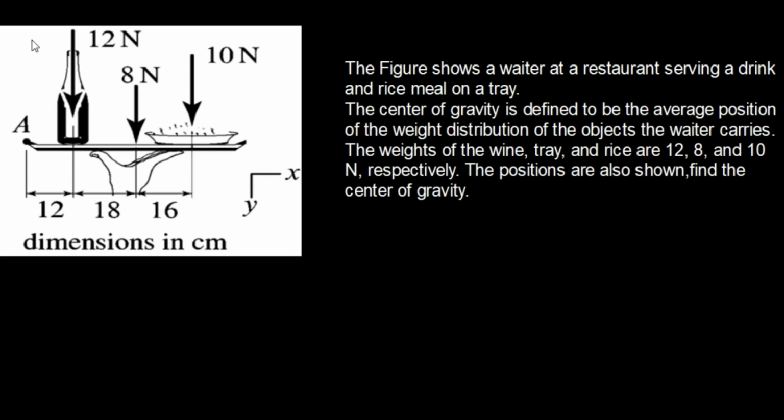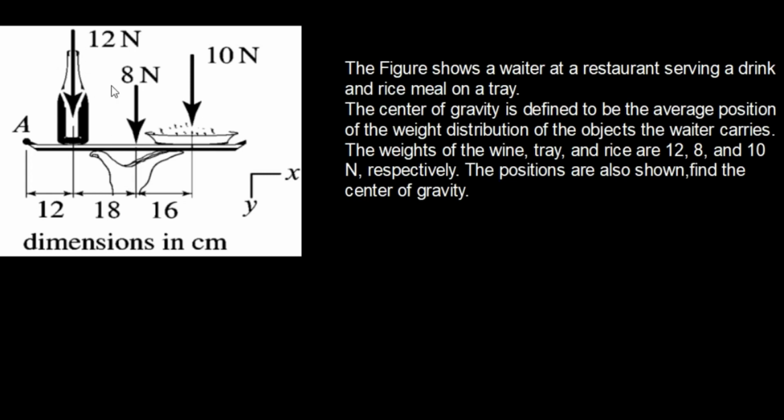Okay, so let me explain the question. You see that this waiter is carrying a bottle of drink, a tray, and this rice. All these objects have weight, but the waiter has been able to balance this weight on his hand. So what you are going to do is find a weight equal to all these weights, and then find its position, known as the center of gravity, where when that weight acts, it will also cause the pan to balance on the waiter's hand.